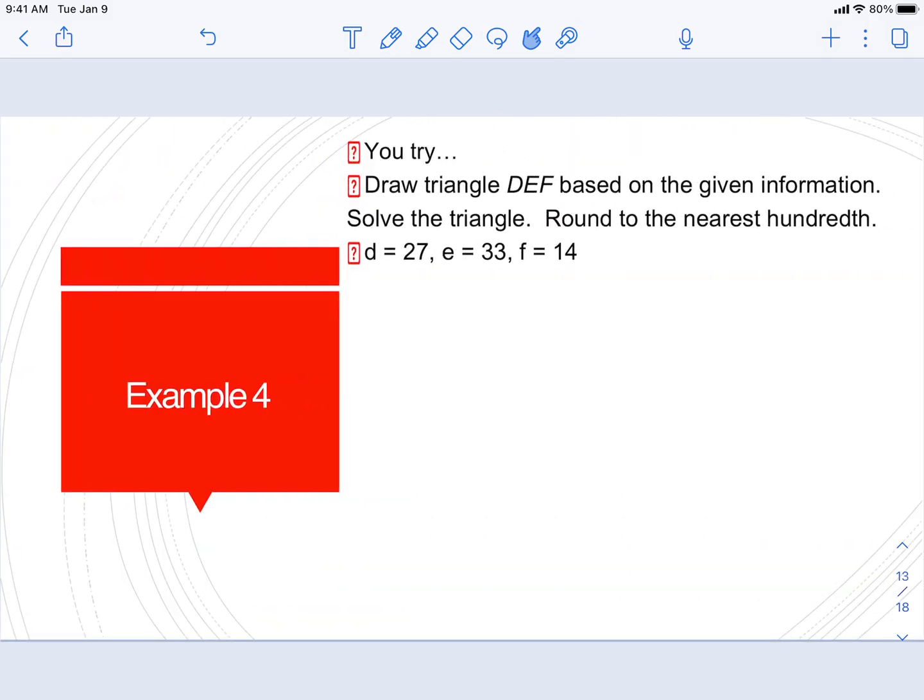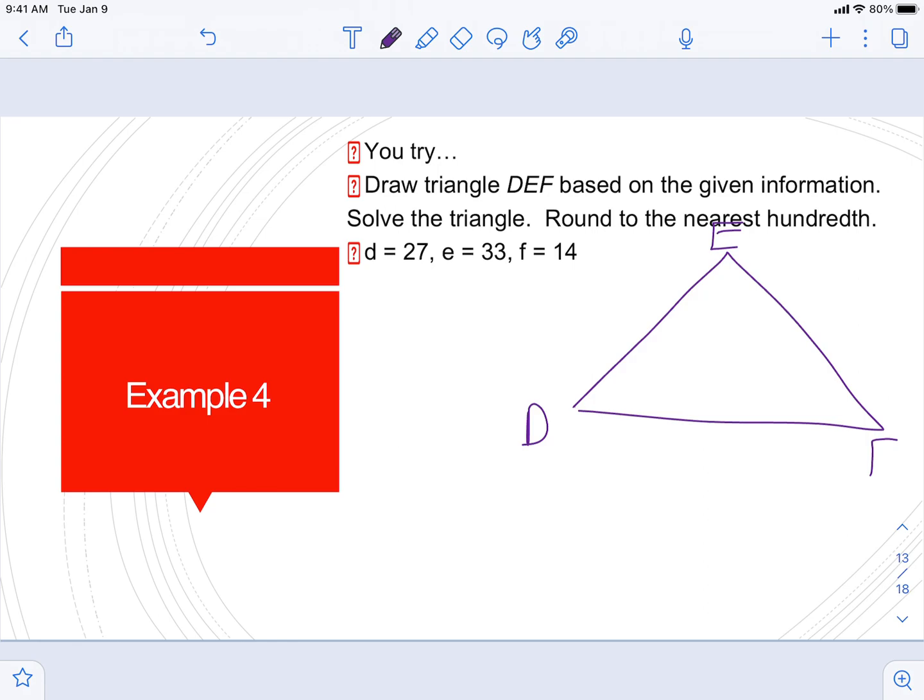All right, last one, same idea, but now we got to draw the diagram. So we'll draw it out, D, E, F. D is 27, E is 33, and F is 14. All right, we're going to start out finding the largest angle, which here's my longest side, so E is the angle we will start with.